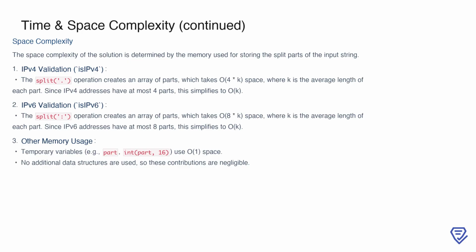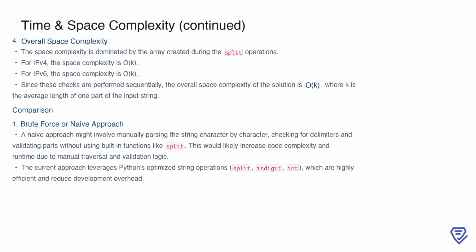Temporary variables used during validation, such as the current part or its parsed integer value, use only O(1) space, which is negligible. No additional data structures or memory-intensive operations contribute to the space complexity, keeping it minimal and focused on the split arrays. The overall space complexity of the solution is dominated by the arrays created during the split operations.